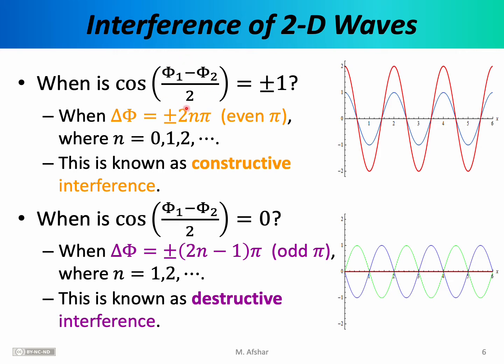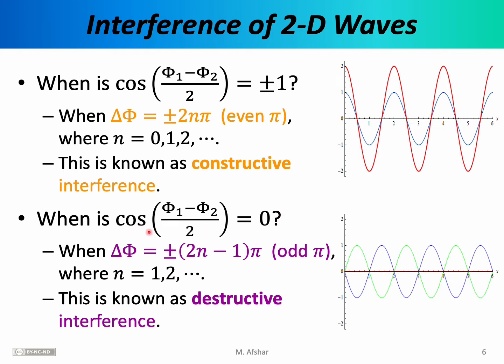Now notice that we're dividing by 2, so we want the numerator to be some even number times pi. If the difference between phi 1 and phi 2, which I'm calling delta phi, is something like 100 pi, then that divided by 2 gives us 50 pi, and cosine of 50 pi is equal to plus or minus 1. That's a case where the 2 waves are constructively interfering with one another. They help each other out, they reinforce each other to give us a resultant that has a maximum value.